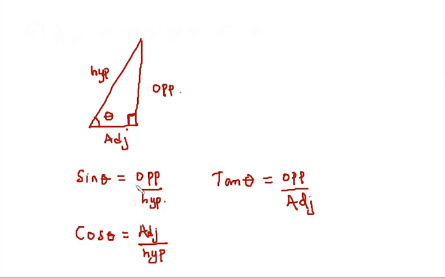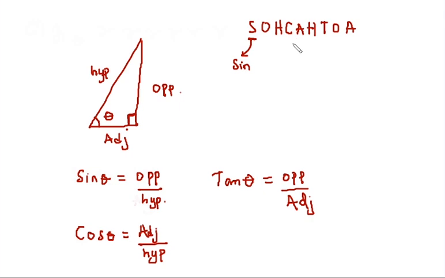To summarize all these relationships, we combine them to say SOHCAHTOA. This simply means that sine, which is this one here, is equal to the opposite. So the first letter here is O, this is O here, and then divided by H. This is H here. That's why we have SO.